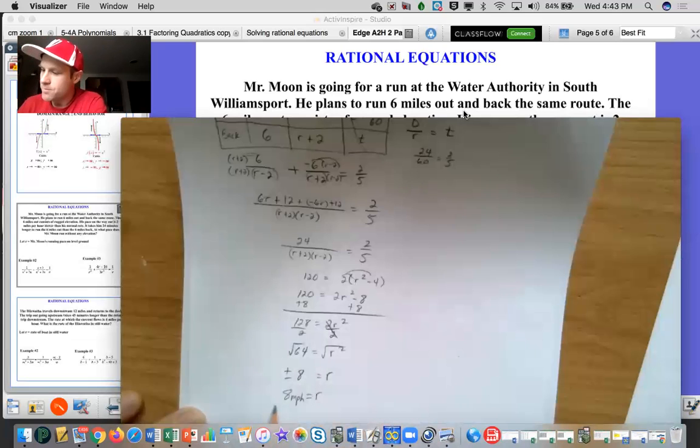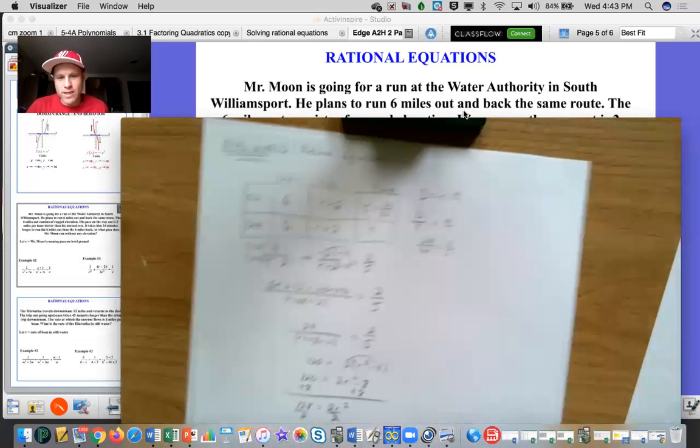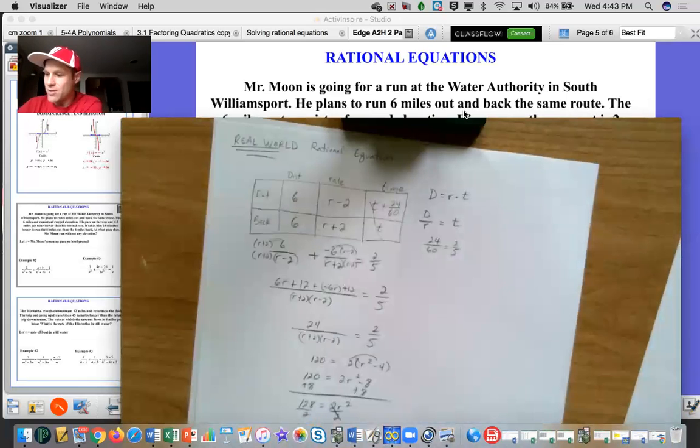So my speed on flat ground, the rate at which I run on flat ground, equals 8 miles per hour. So again, I think the trickiest part to this whole thing is understanding where all that came from, right?